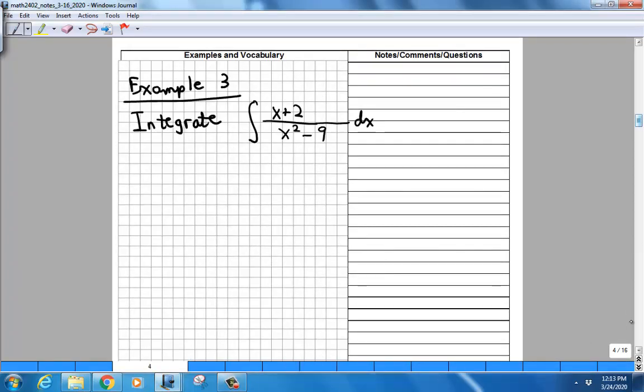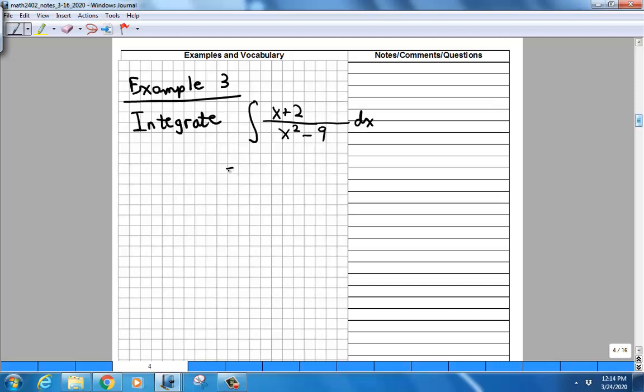Okay, let's look at another example where we are going to use partial fractions to integrate a rational expression. So here we have x plus 2 over x squared minus 9, and notice that you certainly cannot use long division here because the degree of the numerator is 1, and that's less than the degree of the denominator, which is 2. And this also does not look like a good candidate for integrating using arctangent. So let's try partial fractions.